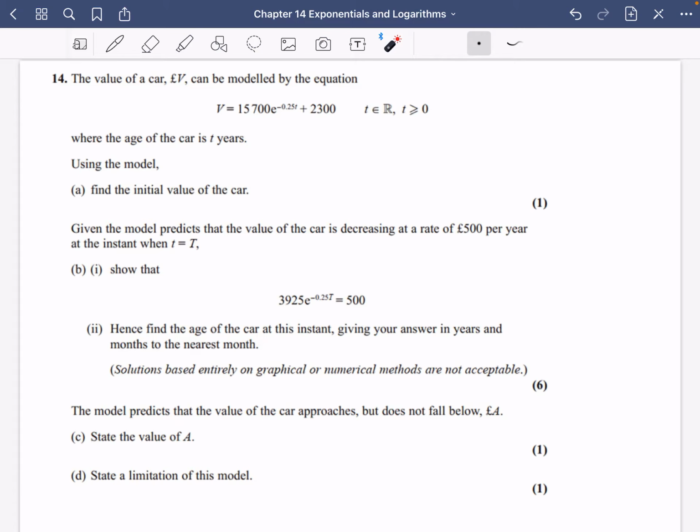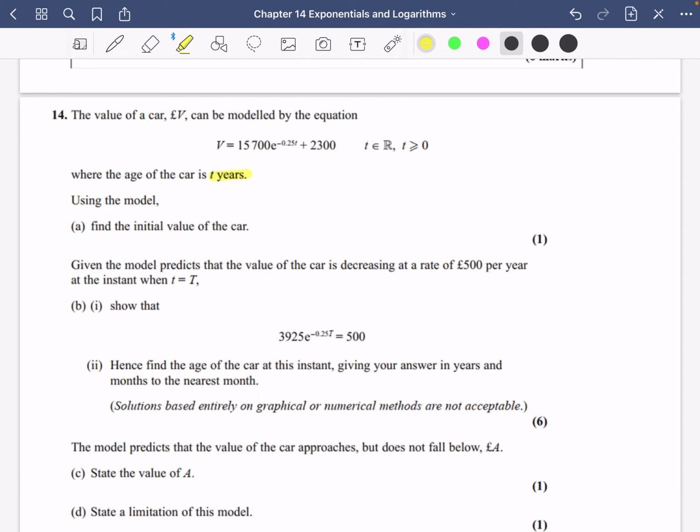Okay, so the value of a car can be modeled by this equation. It's just telling you that t is a real number and t is positive here, where this is the age of the car in t years, and v is in pounds. Find the initial value of the car.